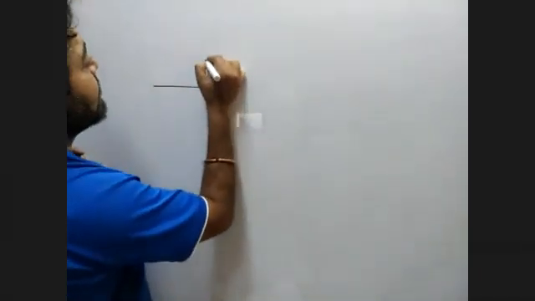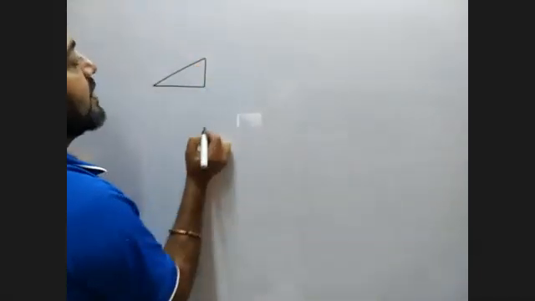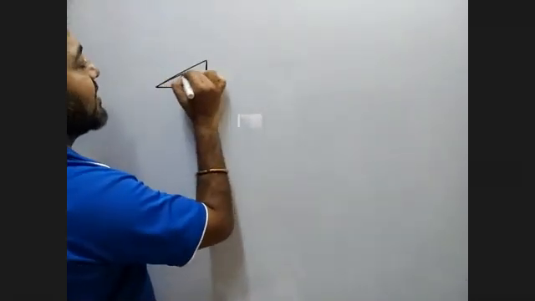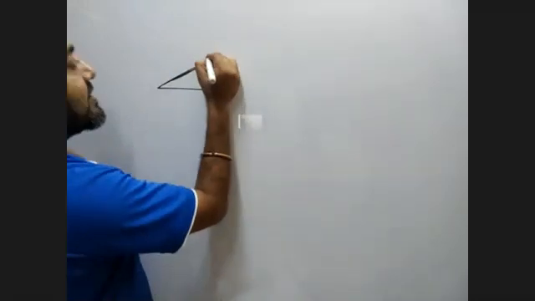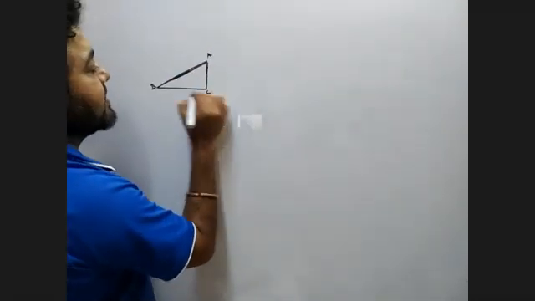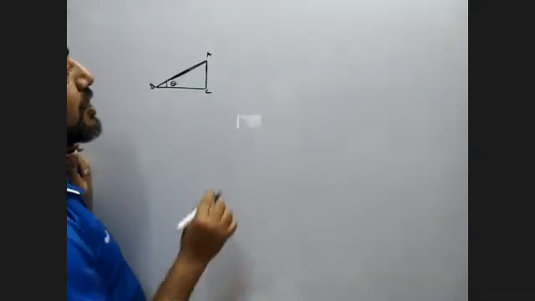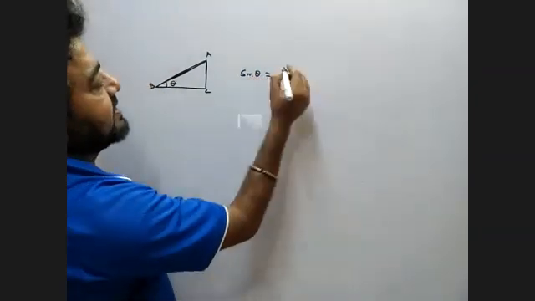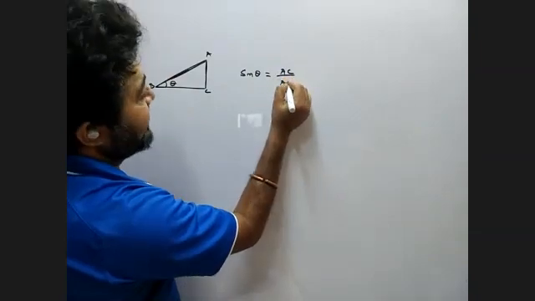You all know almost these things. Look, this is my perpendicular, this is my base, and this is my hypotenuse. Let it be AB, let it be C. Let this angle be theta. So if I write sine theta, what can we write? AC by AB. Can we write this?